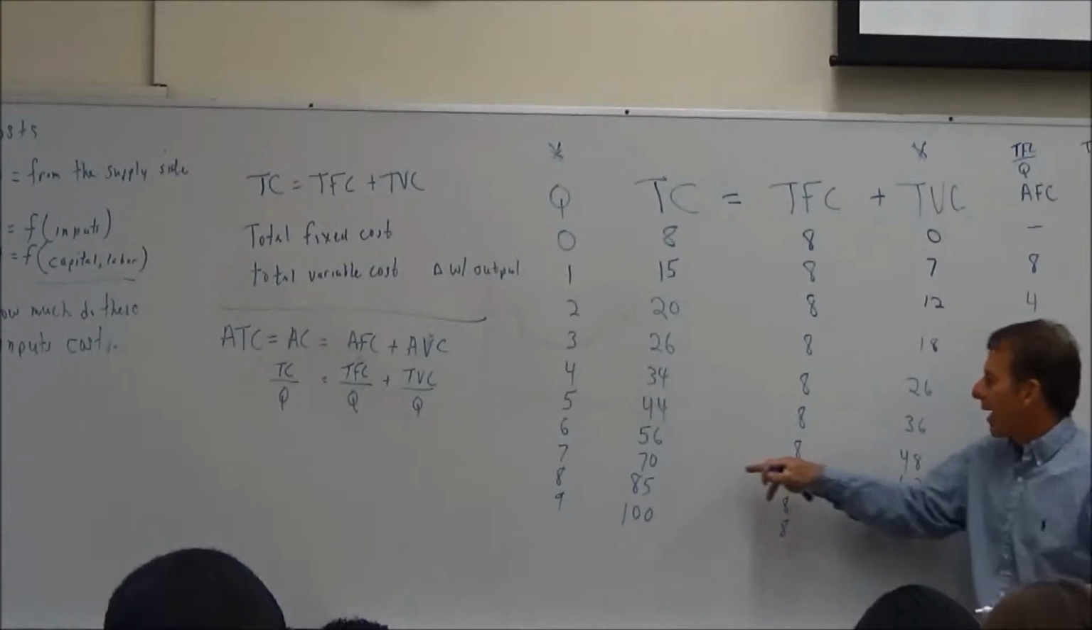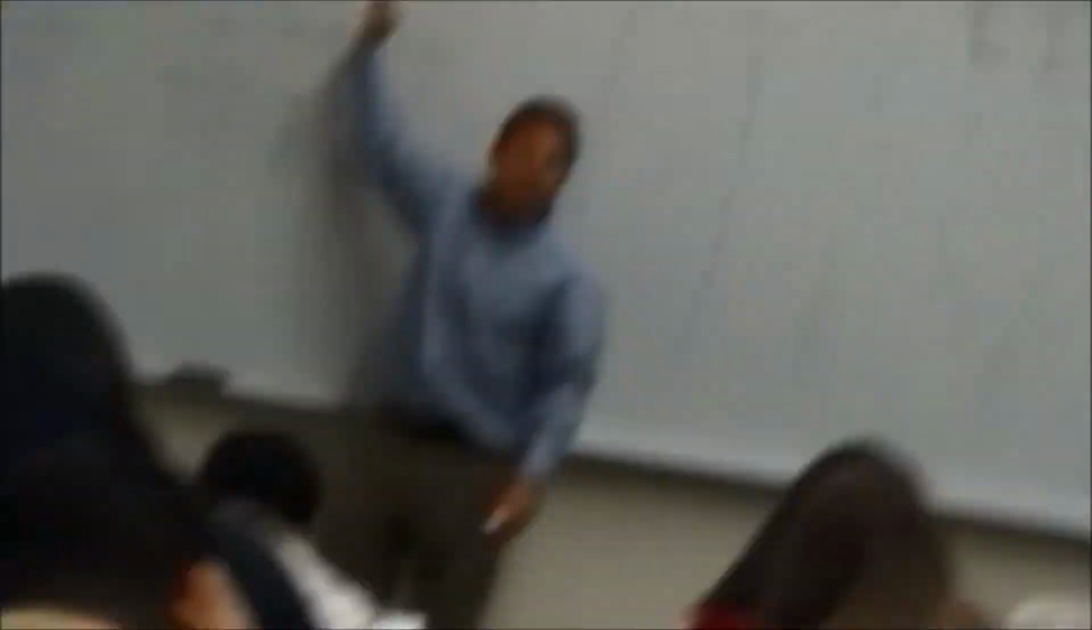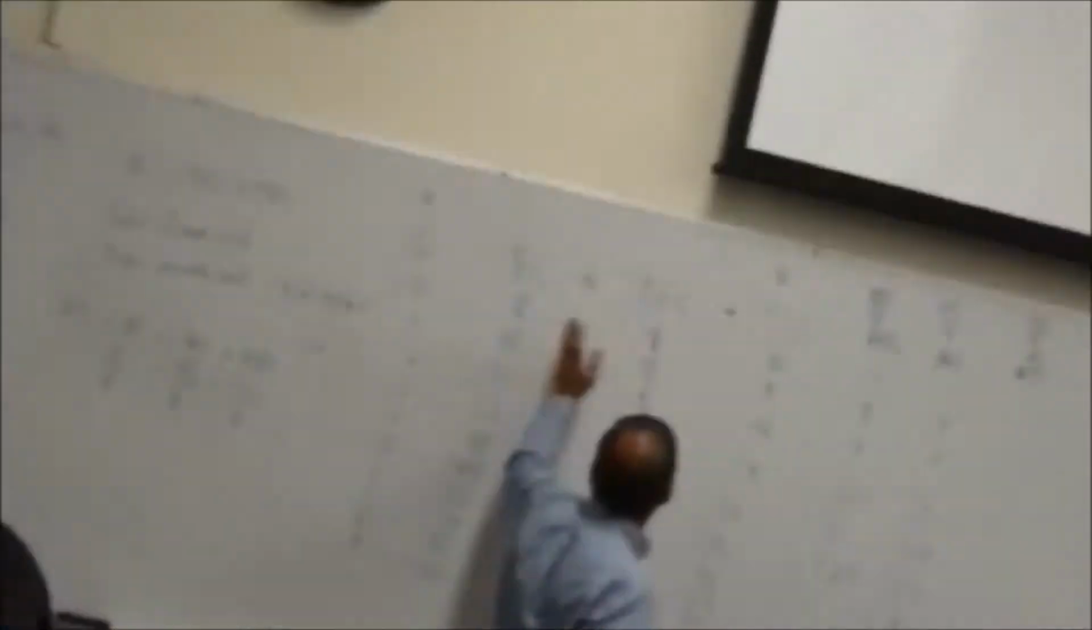62 divided by 7 is 8.8. Thank you. And one more, two more. 9.6. 9.6, and it's your total fixed cost plus your total variable cost. So these two numbers added up are going to give you this.